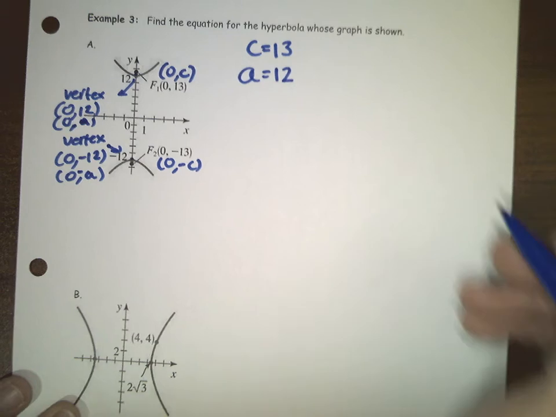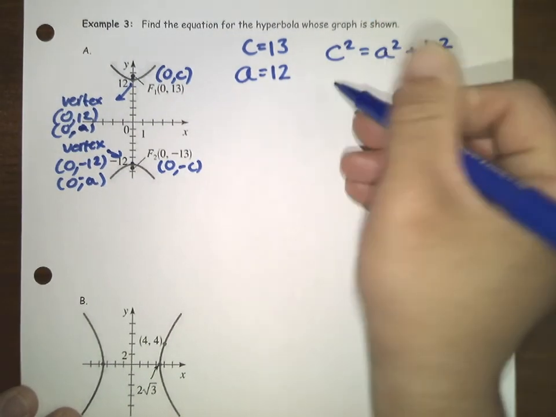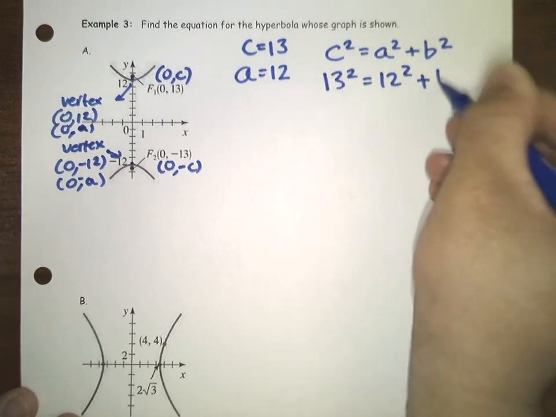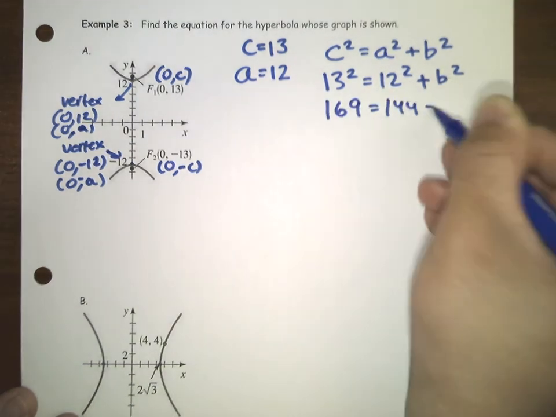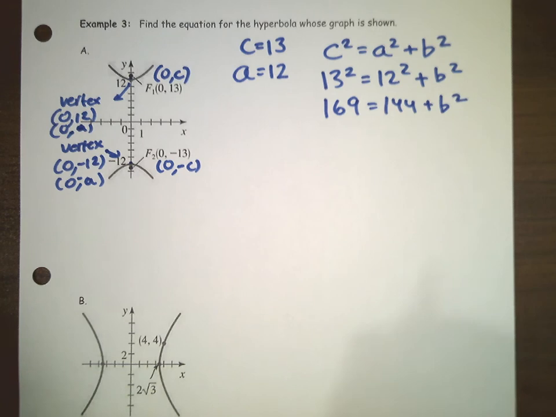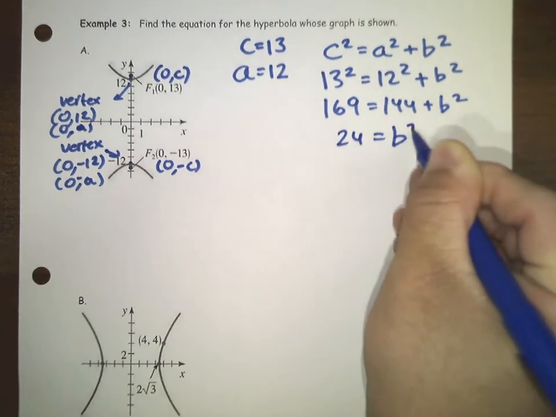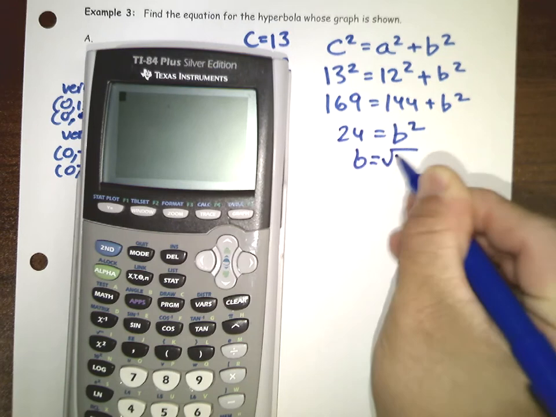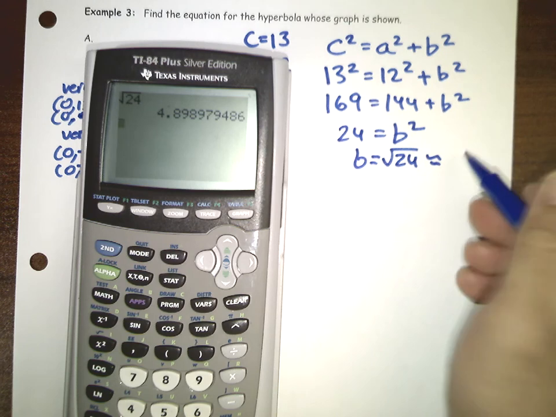So you can figure out what b is, because c squared is equal to a squared plus b squared. So if c was 13, we have 13 squared equals 12 squared plus b squared. 13 squared is 169. 12 squared is 144. I can subtract here. So 169 minus 144, that is 25. So 25 is equal to b squared. And then let's figure out what b is. b is the square root of 25. So that is about, let's see, what is that? That will be about 4.9.